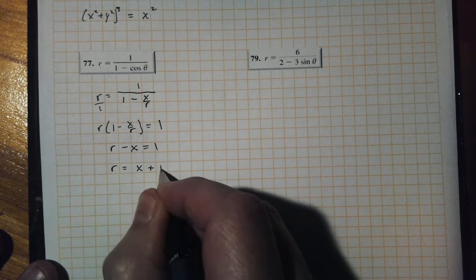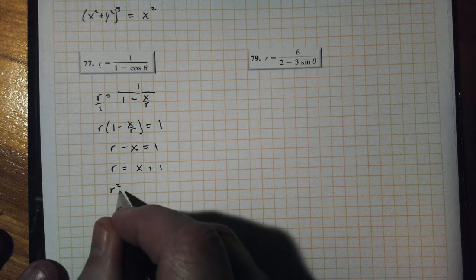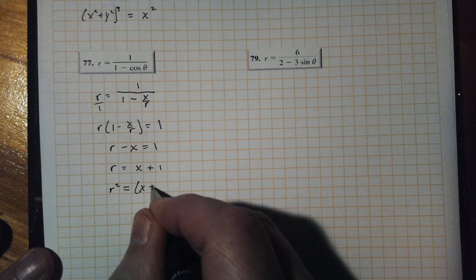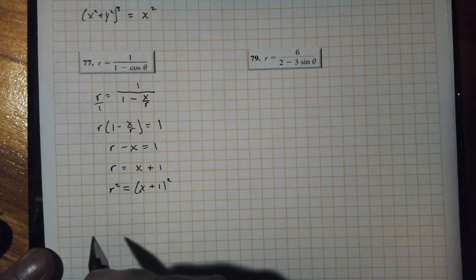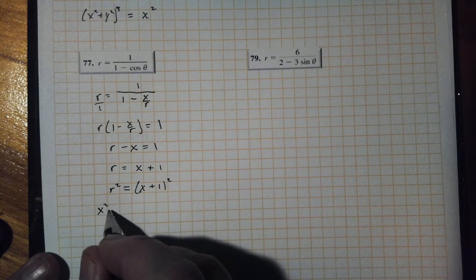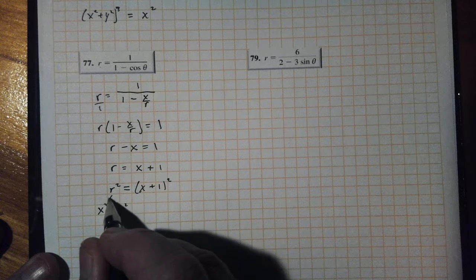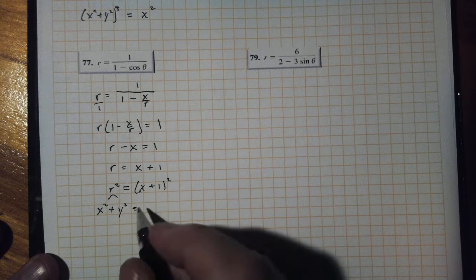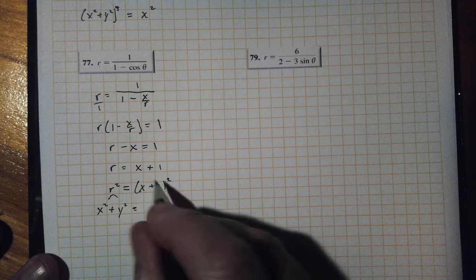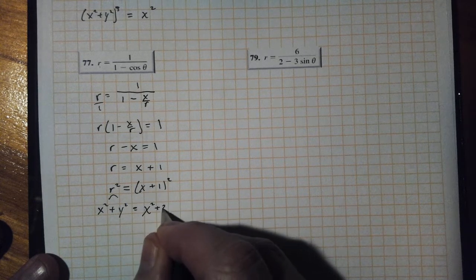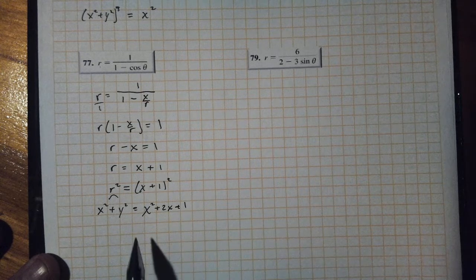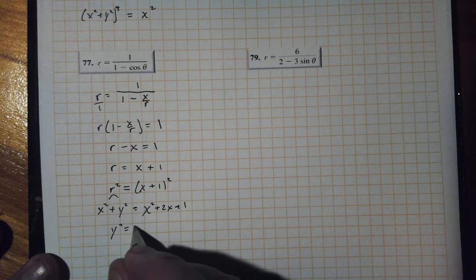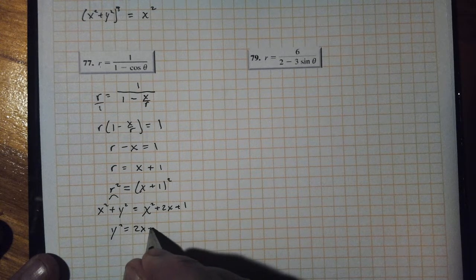Add x, joins a plus 1. So I get r squared equals x plus 1 squared. Let's see, that's x squared plus y squared. That's why we did it. Equals, and you could leave this, but again, I'm going to try to see what this ends up being. This is x squared plus 2x plus 1 foiled. Oh, the x squareds cancel. I get y squared equals 2x plus 1.